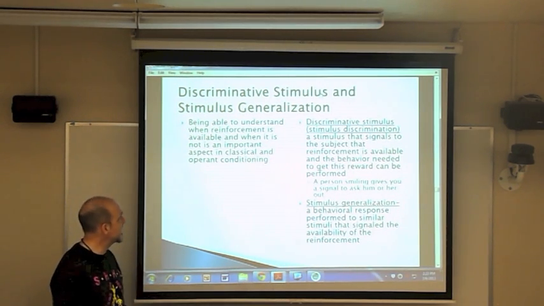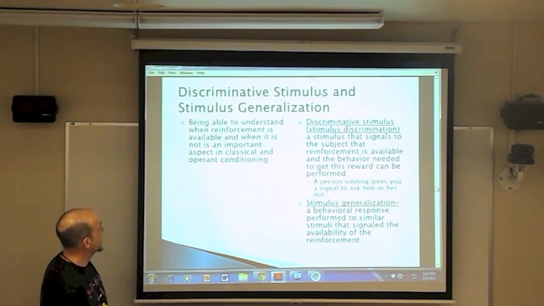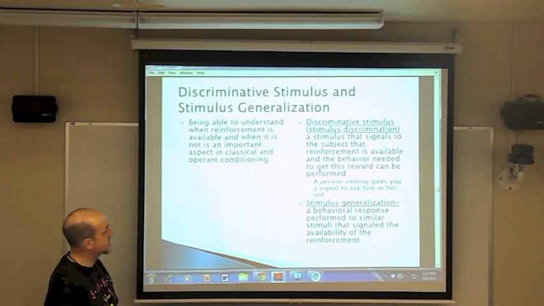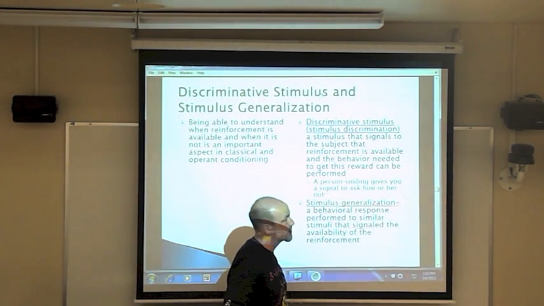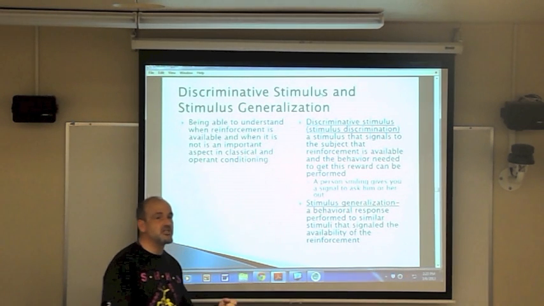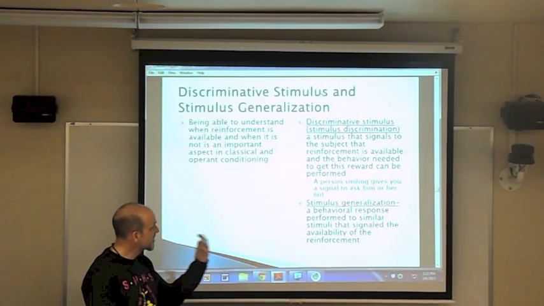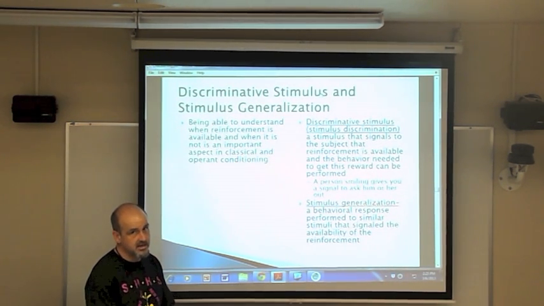Now, being able to understand when reinforcement is available and when it is not is an important aspect in classical as well as operant conditioning. Okay? So knowing that the food bowl is coming is going to help strengthen behavior. Right? They're able to predict it. Now, discriminative stimulus, or stimulus discrimination: a stimulus that signals the subject that reinforcement is available.